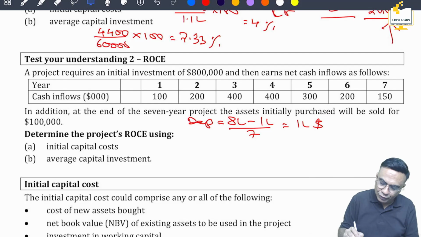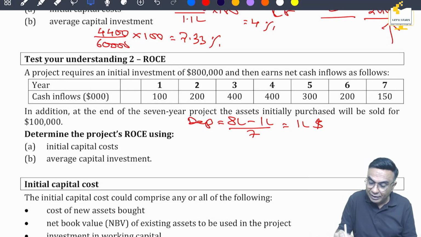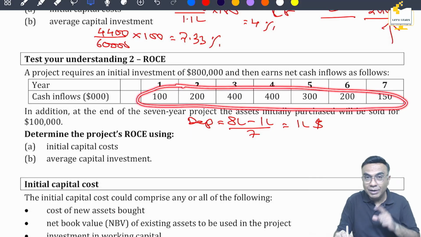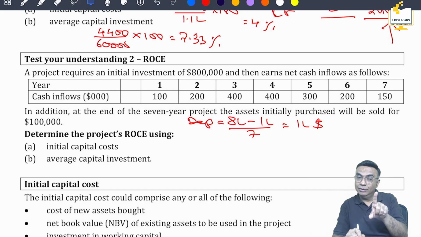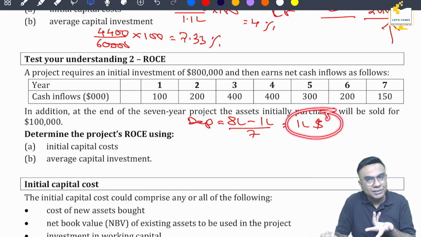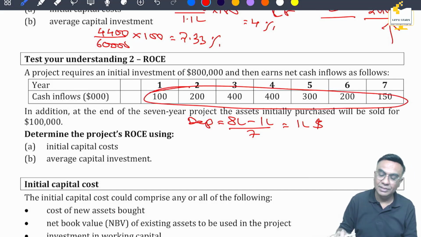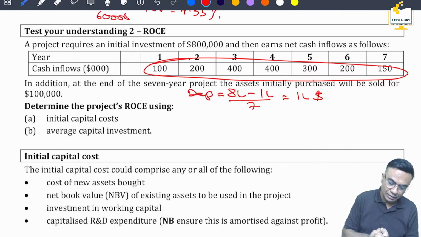Now, first formula, initial capital cost, that will be average EBIT. Average EBIT, remember. So if I add all figures and divide by 7, I will get the average cash inflow. And I want average EBIT. So from average cash inflow, depreciation you have to less. This is depreciation per annum. So I can say this is average depreciation. This is for 1 year. What is average cash inflow? So average cash inflow will be, just add all and divide by 7. So that is 100 plus 200 plus 400, again 400, 300, 200 and 150.